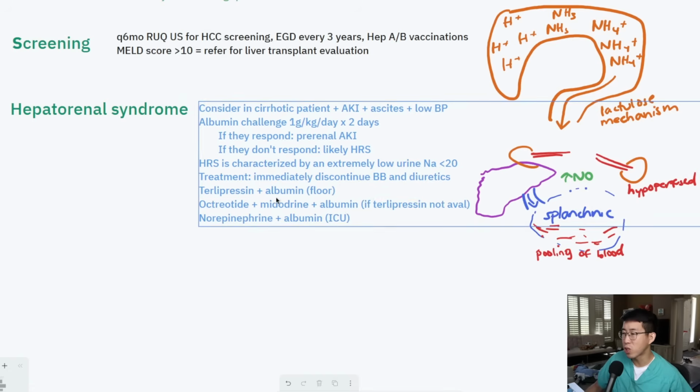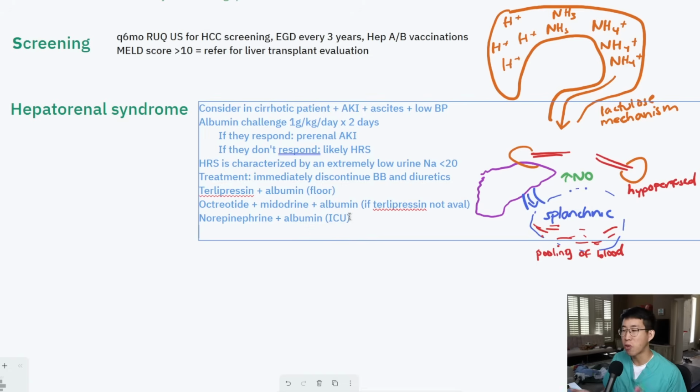And so basically what we're trying to do with all of these, they're all going to be causing vasoconstriction in the splanchnic vasculature in an attempt to push more blood back into the systemic circulation to help perfuse those kidneys again. And then albumin, again, is just to try and reduce all that third spacing that patients are having and pull everything back into the vasculature.